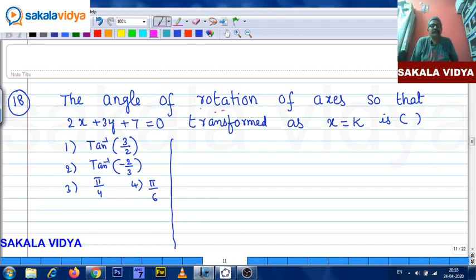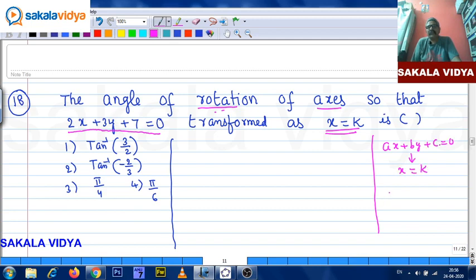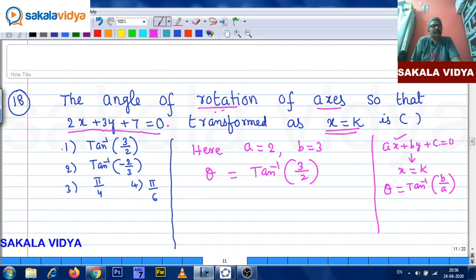So now the angle of rotation of axis so that 2x plus 3y plus 7 is equal to 0 is transformed as x is equal to k. So, if it is put in the form of x is equal to k, let me discuss the shortcut. If ax plus by plus c is equal to 0 is to be put in the form of x is equal to k, the angle of rotation theta is equal to tan inverse of b by a. For y is equal to k it is tan inverse of minus a by b. Here, this equation needs to be compared to the general equation. a equals to 2, b equals to 3. The angle of rotation theta is equal to tan inverse of 3/2. So, the first option is the right option.